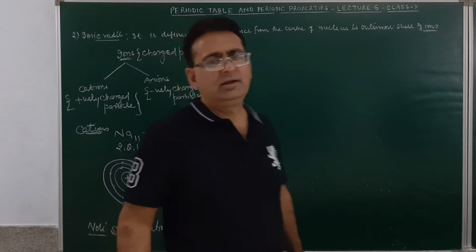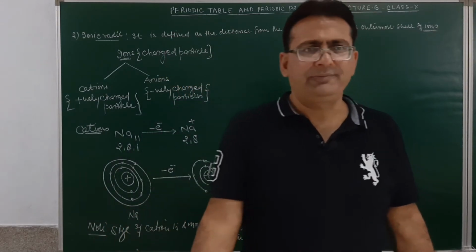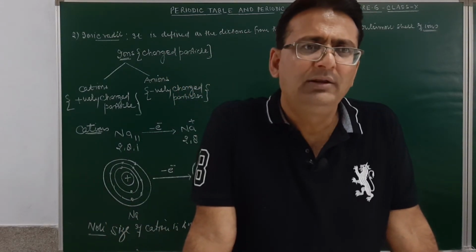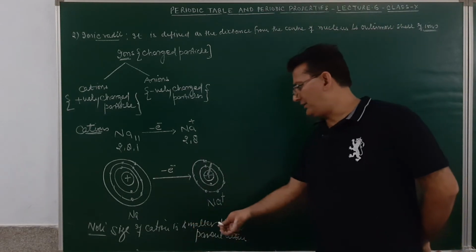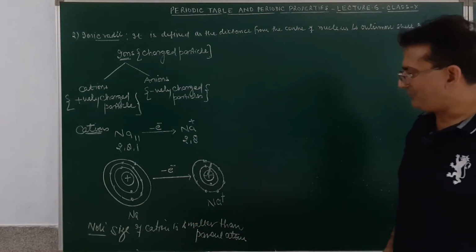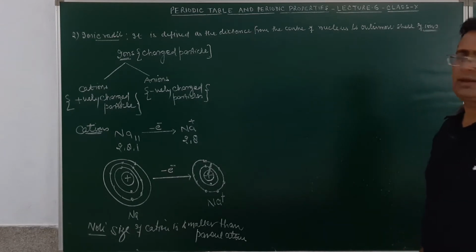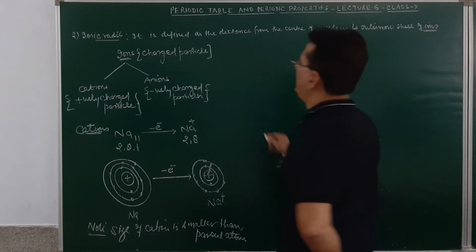What are cations? They are positively charged particles. How are the cations formed? They are formed by the loss of electrons. Always remember the size of cation is smaller than the parent atom. Am I clear? What is ionic radii?